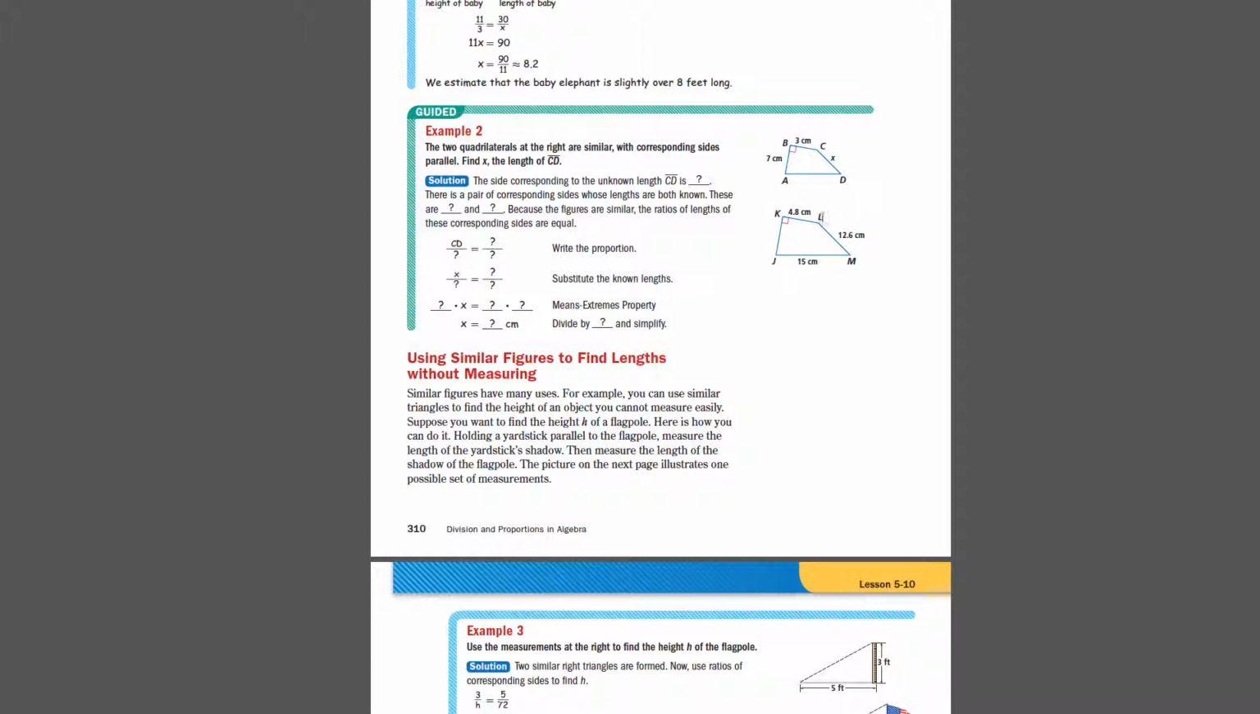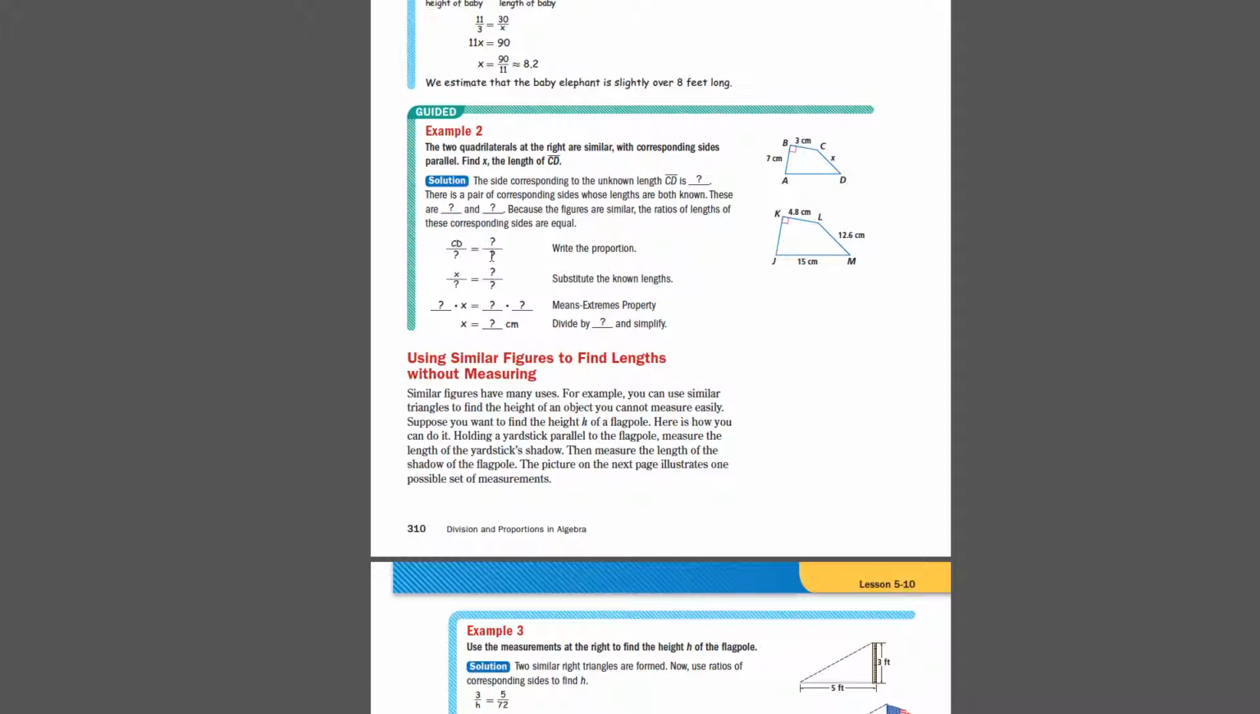So we know that side CD is to LM. So the side CD, x, is to LM as, and we want to keep this together, since I use CD here, it'll be BC is to KL, goes right here. So CD is to LM as BC is to KL.